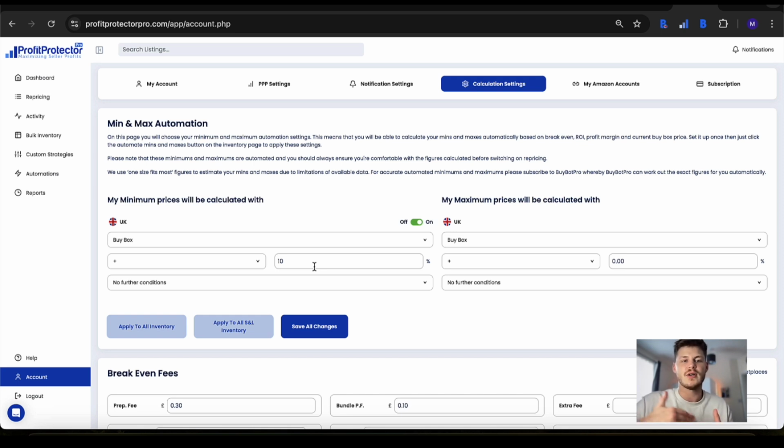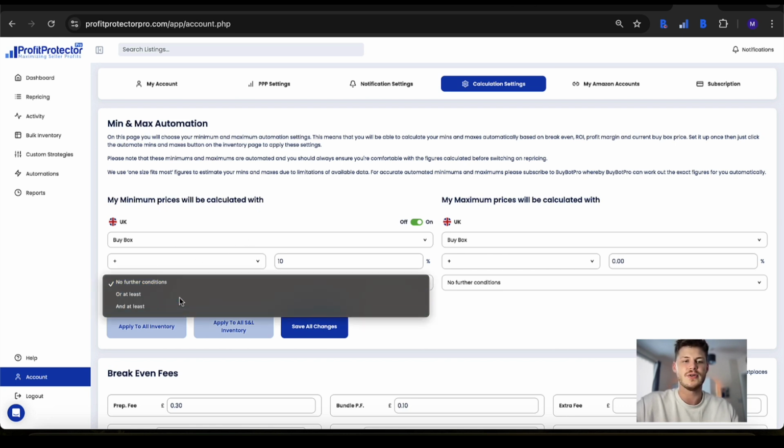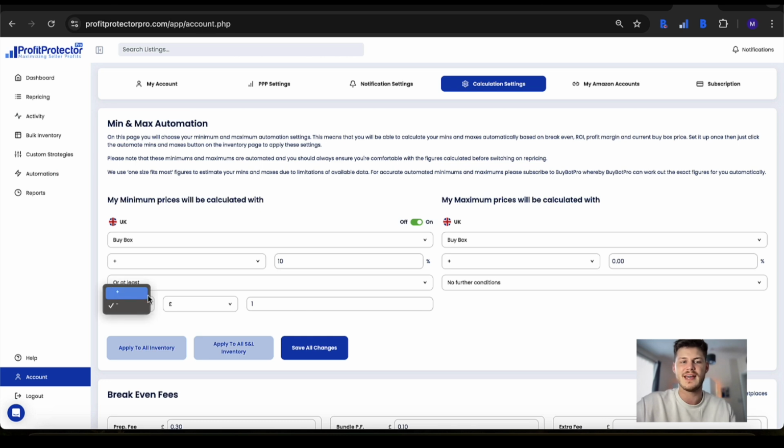So if you do want to go slightly above with your minimum price, I would say anywhere up to 10% is sensible, whereby it's still going to be effective strategy wise, and thinking of it in a competitive sense, this is a pretty good idea if you are going to do it this way. You could also use the or at least option again, and maybe plus £1 or $1 or whatever currency you're working with. So you could do it that way as well, and then it would do one or the other based on what makes most sense. So you could do that here as well.